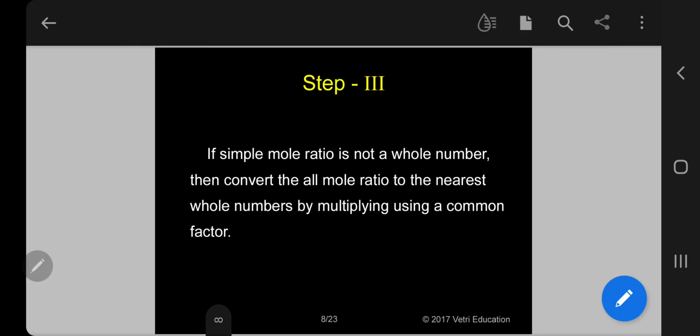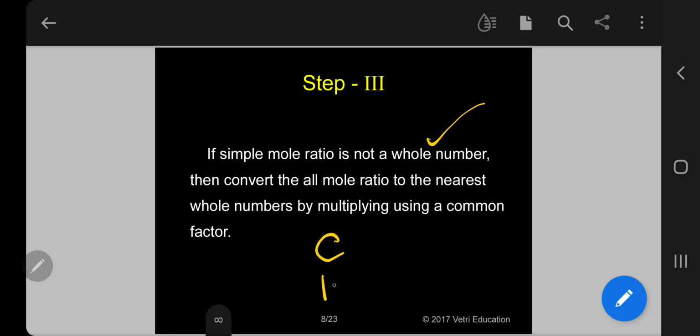Step 3. If the simple mole ratio is not a whole number, then convert all the mole ratios to the nearest whole numbers by multiplying using a common factor. Kindly follow. If it is a whole number, no problem. If it is not a whole number, then convert all the mole ratios to the nearest whole numbers by multiplying using a common factor. Let me give a simple example.